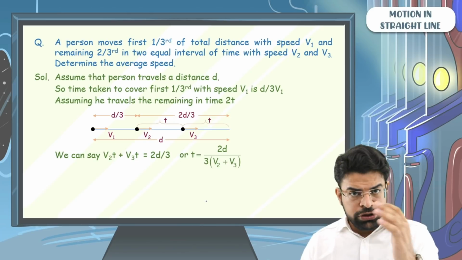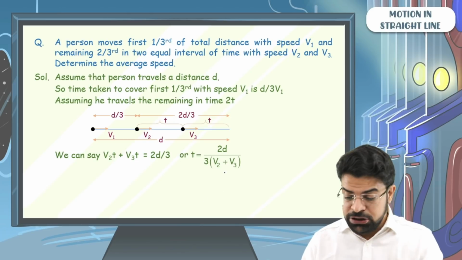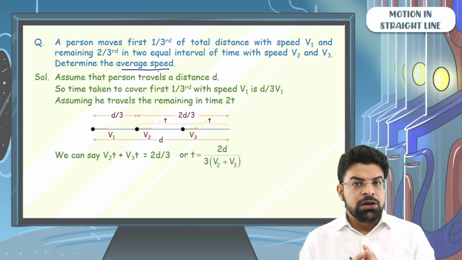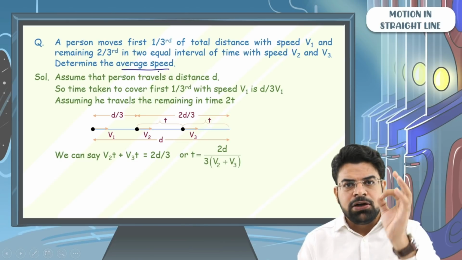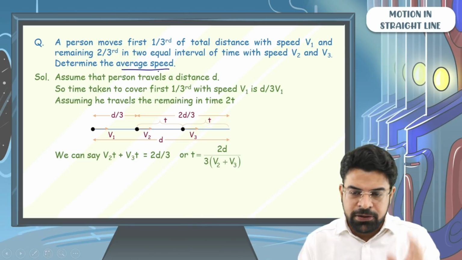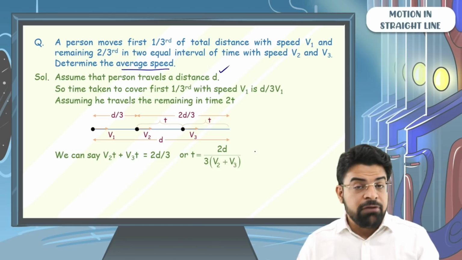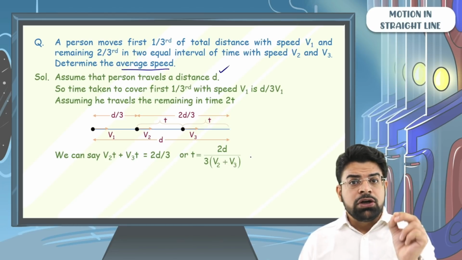Now the question is over. What is the mission? The mission is to find the average speed. Average speed is nothing but the total distance traveled upon total time taken. The total distance traveled we have assumed is d. What will be the total time taken?